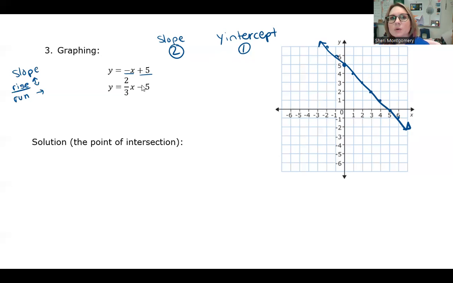Okay. For the next one, it looks like my y-intercept is at -5. So I'm going to put a point at -5. For this slope, it's positive and it says 2/3. So that means I'm going to go up 2 and then to the right 3. I'm going to connect the dots. And I use symmetry to go the other direction, down 2 and left 3.